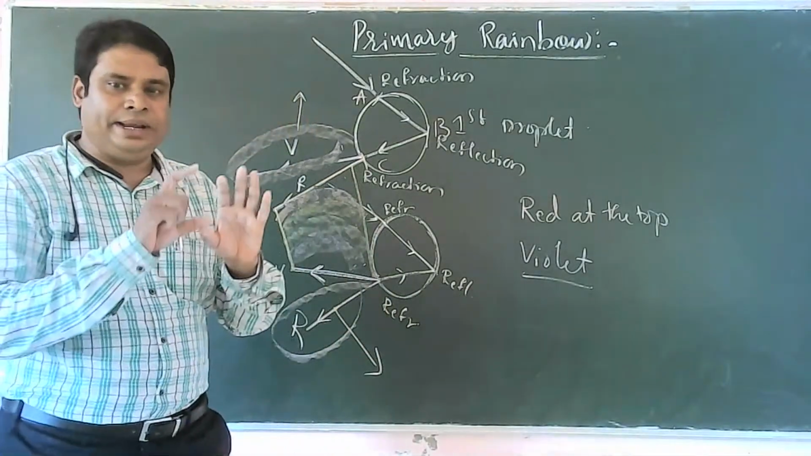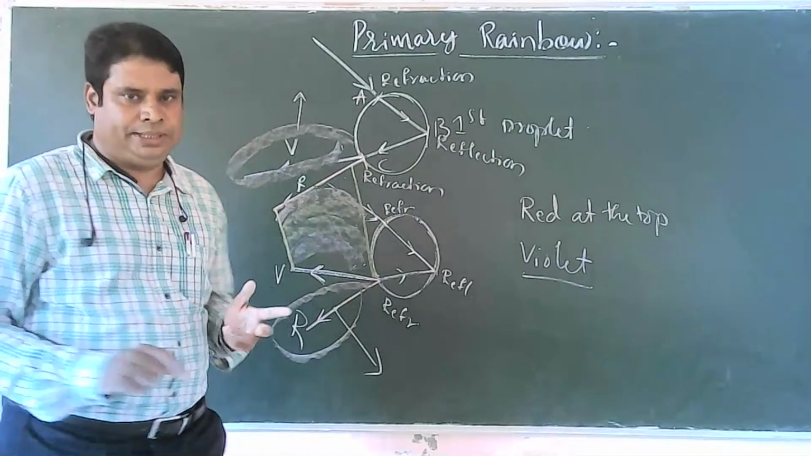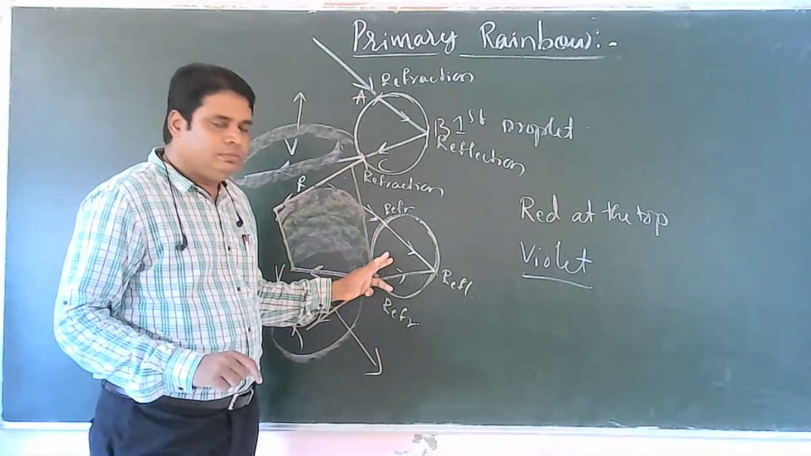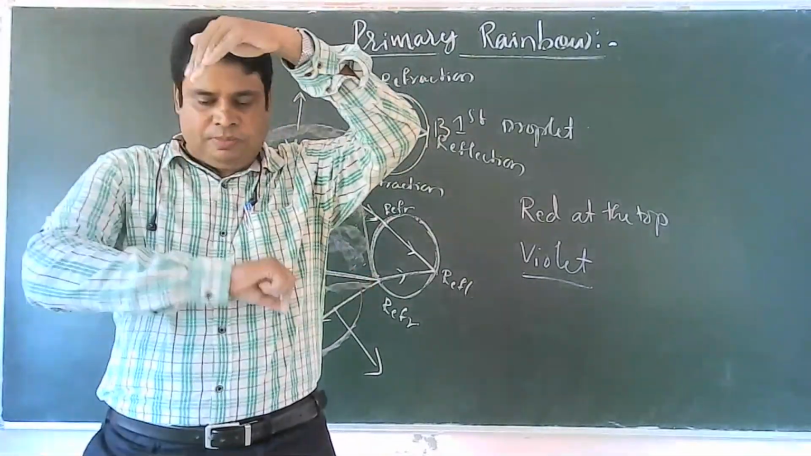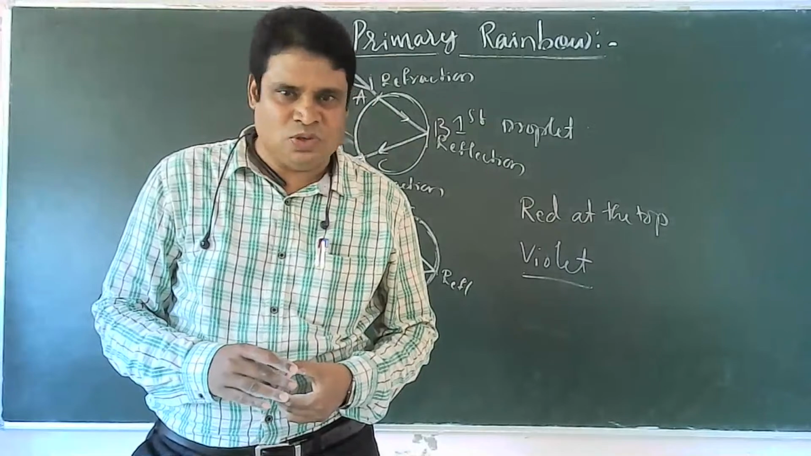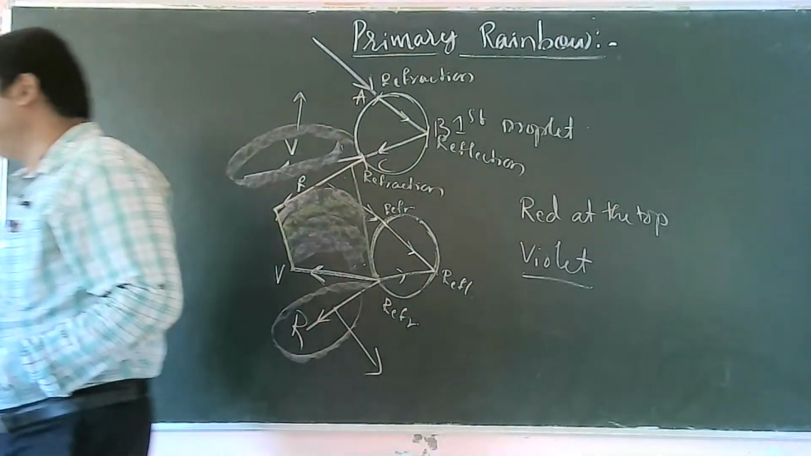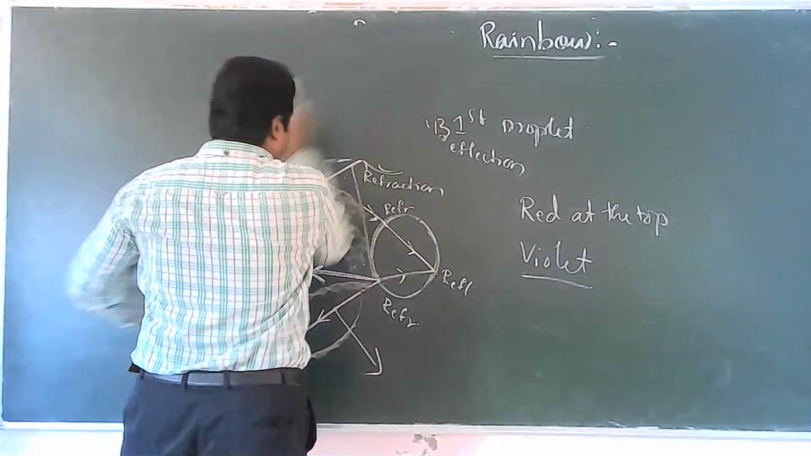Second, it is clearly visible as compared to the secondary rainbow. Point number 3: the top portion is red and the bottom portion is violet in the case of the primary rainbow. Hope you understood. Okay, now let's move to the secondary rainbow.